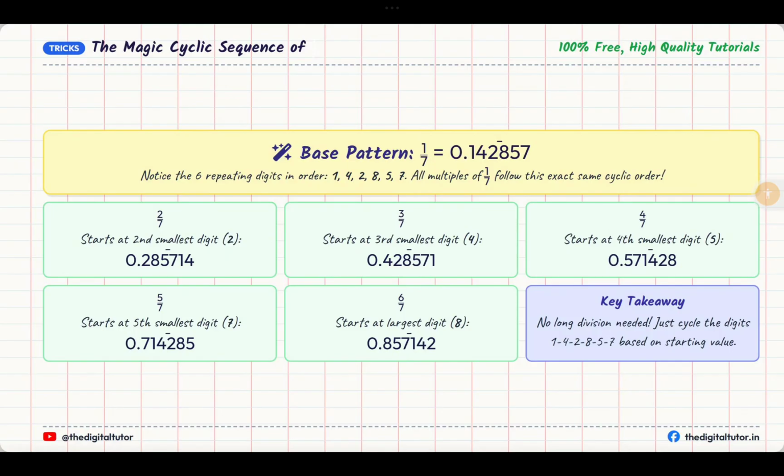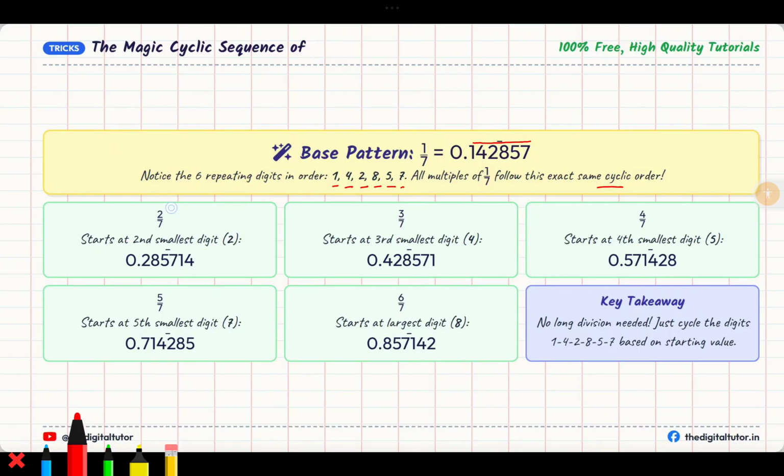Now we'll look at how to express 2 by 7, 3 by 7 if we know the value of 1 by 7. Clearly in the last slide we have seen that the value of 1 by 7 is 142857 recurring after the decimal point. Notice the 6 repeating digits in order: 1, 4, 2, 8, 5 and 7. All multiples of 1 by 7 follow this exact same cyclic order.